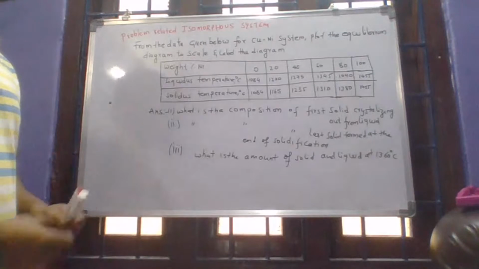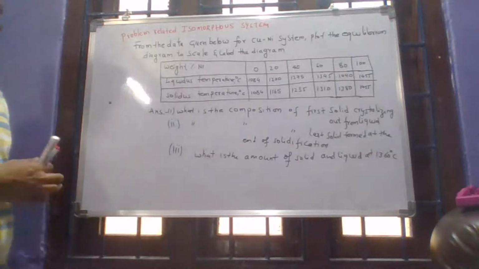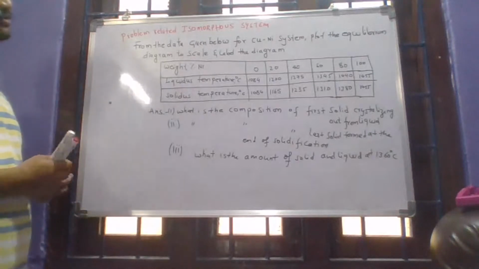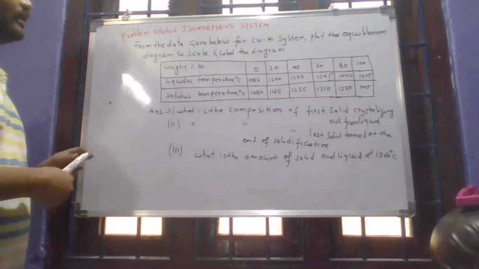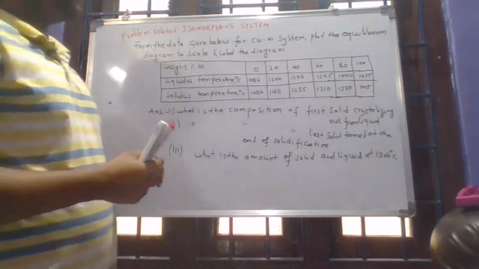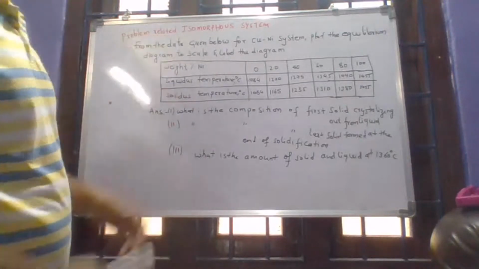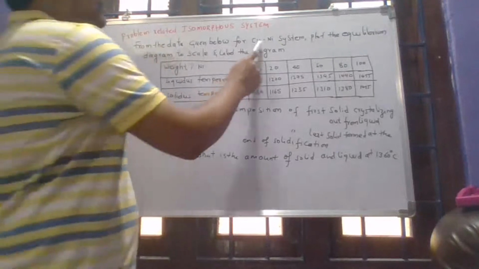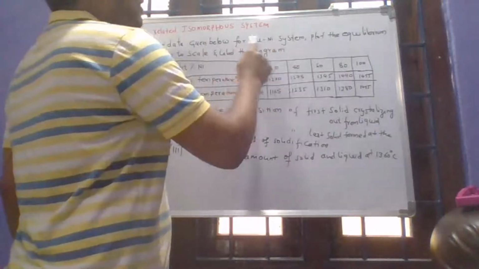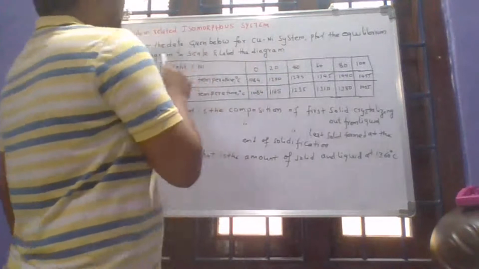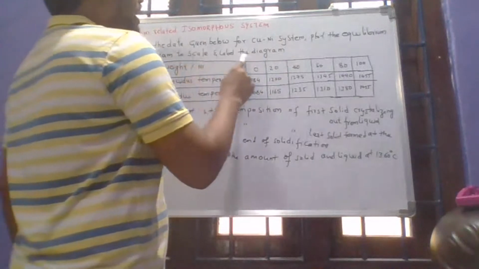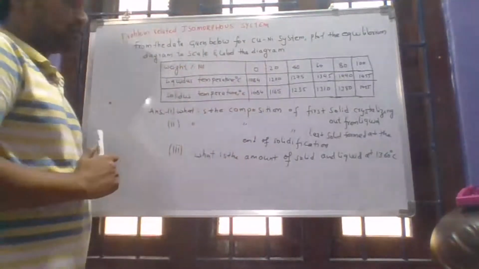So in the exam we can have a problem related to isomorphous system in the following way. First I would like to read out the question. From the data given below for the copper nickel system, plot the equilibrium diagram to scale and label the diagram. So this is the question.